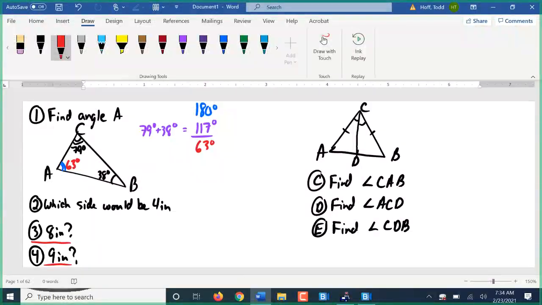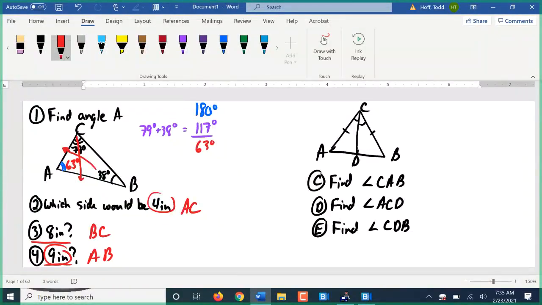So of these three, 4 would be the smallest side, so it has to be opposite the smallest angle, the 38 degrees. That opposite side would be side AC. 9 would be the largest, so it has to be opposite the largest angle, so opposite the 79. That would be side AB. And the side that's left over for the 8-inch side, BC or CB, however you want to name it.